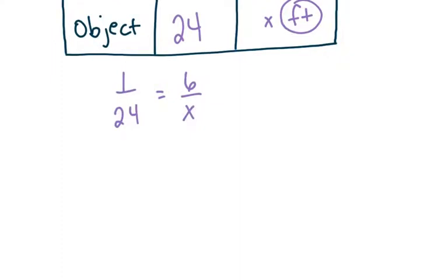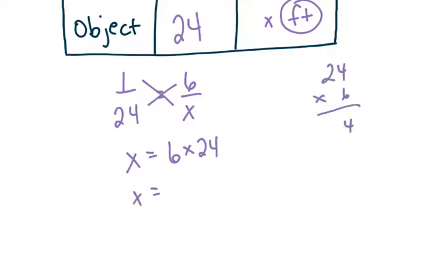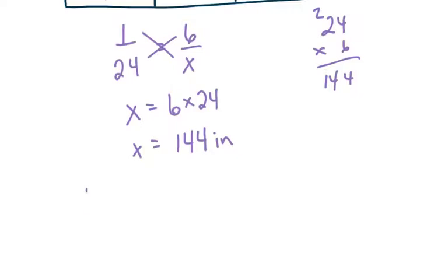All right, so you should have done x equals 6 times 24. So 24 times 6 is 144. And that was inches. Now we're going to change inches into feet.